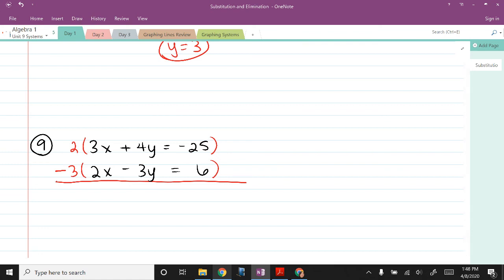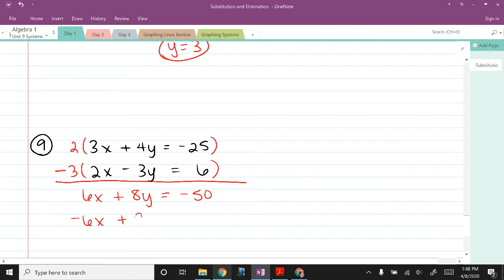So I'm going to multiply my whole top row by 2. So 2 times 3x is 6x. 2 times 4y is 8y. And 2 times -25 is -50. So there's my top row. My bottom row, I'm multiplying all three terms by -3. -3 times 2x is -6x. -3 times -3y is +9y. And -3 times 6 is -18.